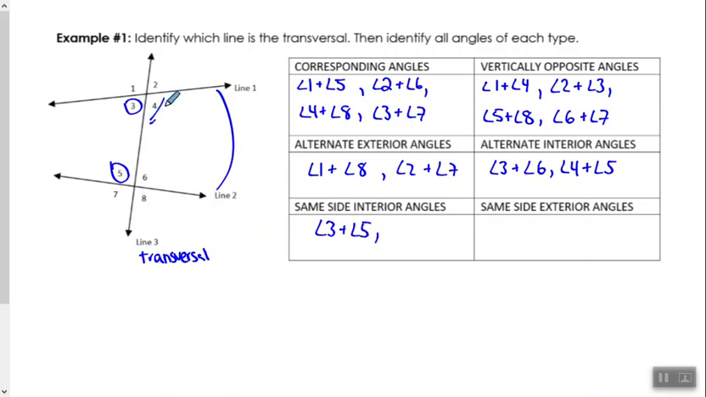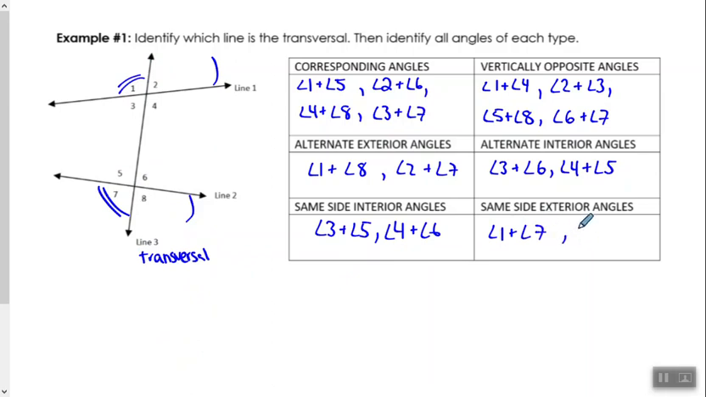And then I only have one other pair, and that's 4 and 6. So angle 4 and angle 6. And then same side exterior. We are just looking on the outside angles now. So outside and outside. So if I look at 1, same side exterior, won't be alternate exterior. So 1 and 7 are on the same side of the transversal and exterior angles. So 1 and 7, as well as 2 and 8. So here we have all the angles of each type from these 2 lines with a transversal.